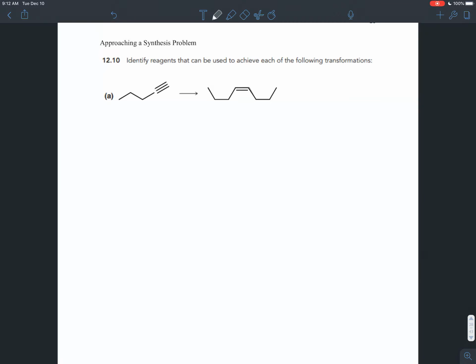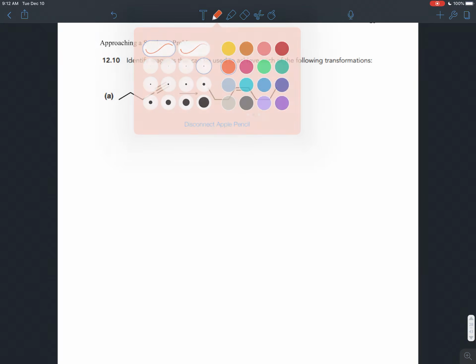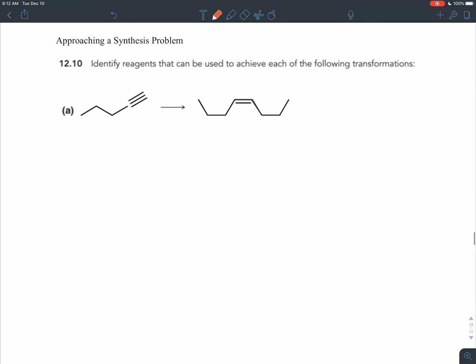In exercise 12.10, we're continuing with some multi-step synthesis exercises. One trick that we've noticed already is to count the number of carbons at the beginning and at the end of your synthesis. On the left we have 5, and on the right we have 1, 2, 3, 4, 5, 6, 7, 8. 8 carbons there. So we're adding 3 carbons. We're adding 6, 7, and 8. 1 through 5 have been there from the beginning.